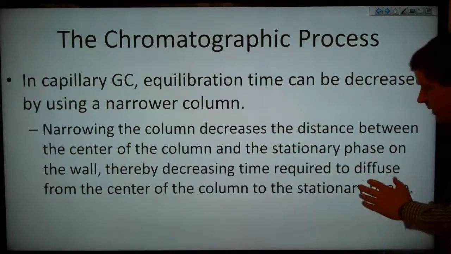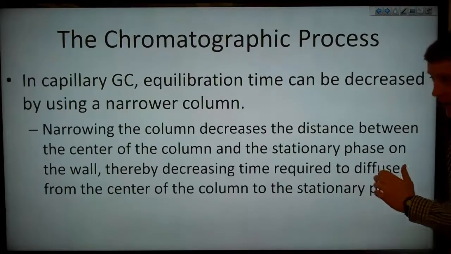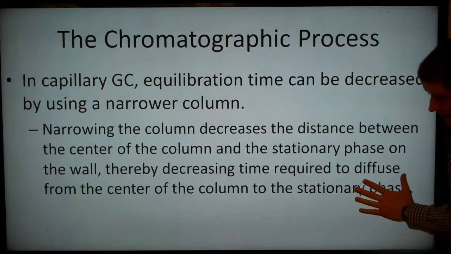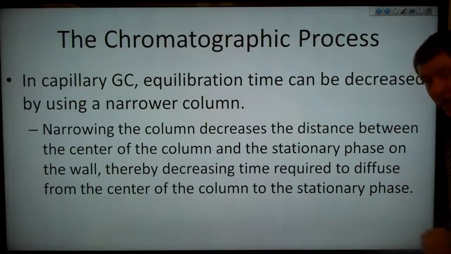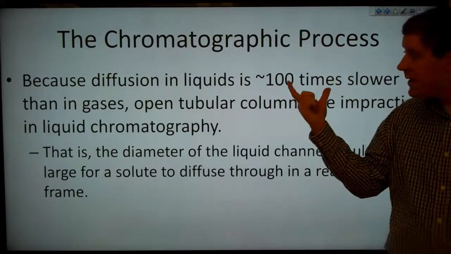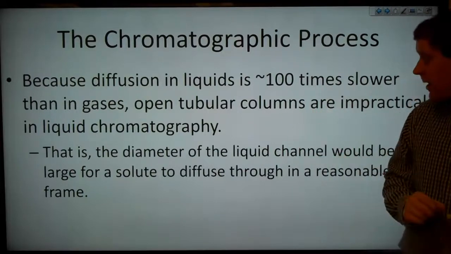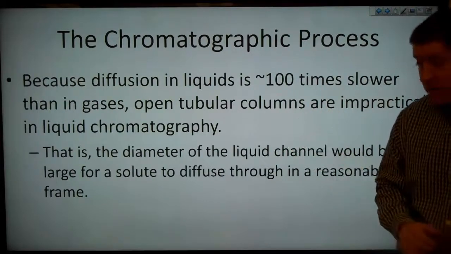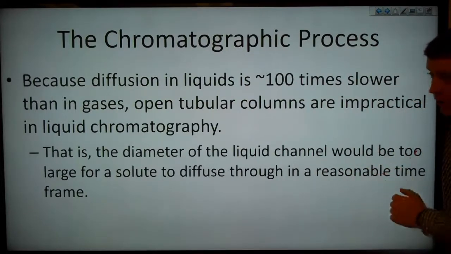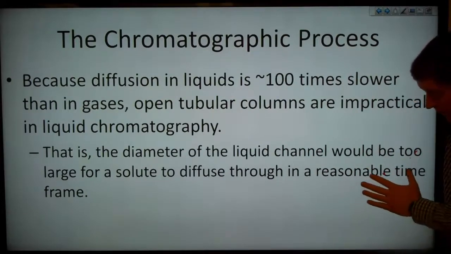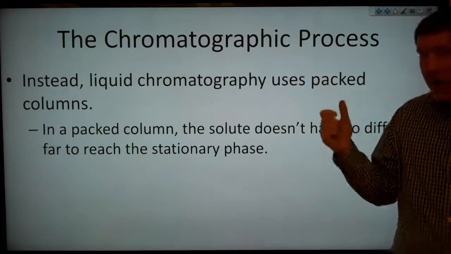Narrowing the column decreases the distance between the center of the column and the stationary phase on the wall, thereby decreasing the time required to diffuse from the center of the column to the stationary phase. Now, because diffusion in liquids is around 100 times slower than in gases, open tubular columns are impractical in liquid chromatography. That is, the diameter of the liquid channel would be too large for a solute to diffuse through in a reasonable time frame. Instead, liquid chromatography uses packed columns.